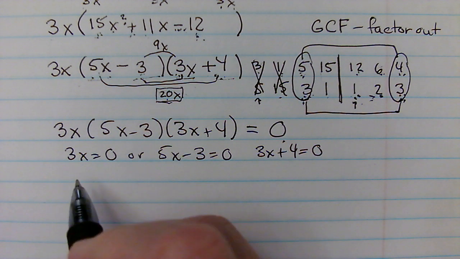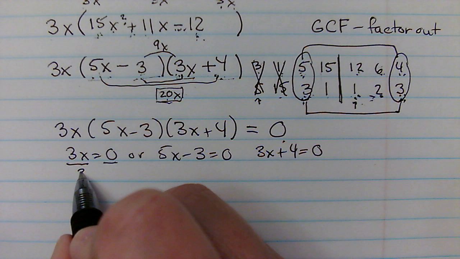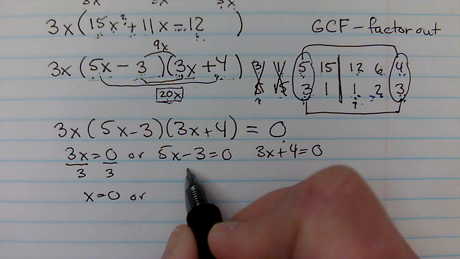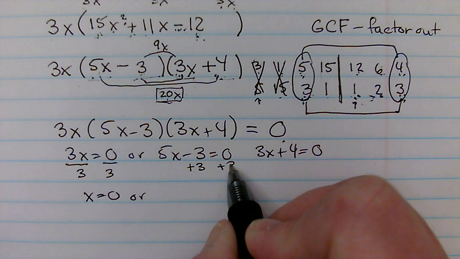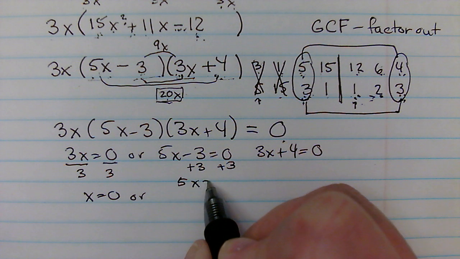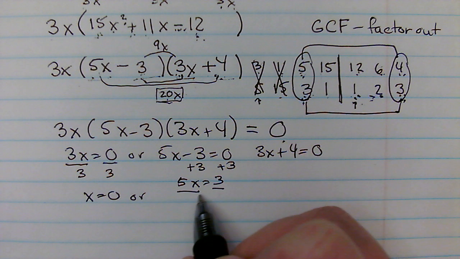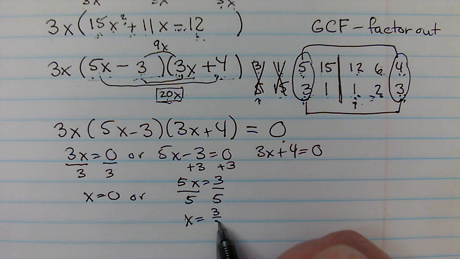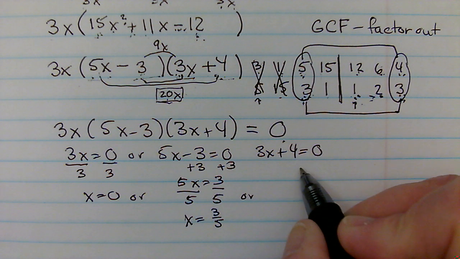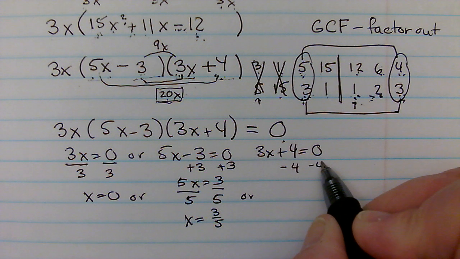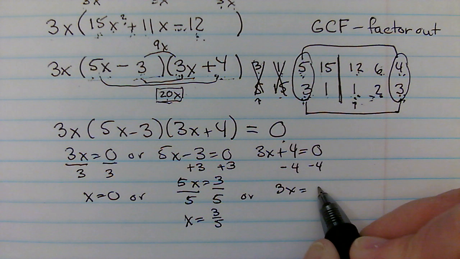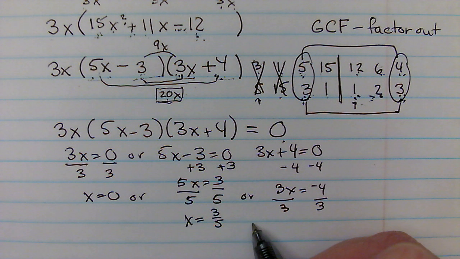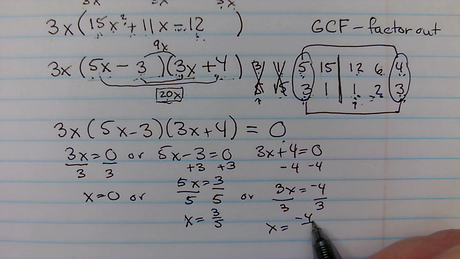x. So here you would divide by 3 to get x equals 0. Here you would add 3 to both sides to get 5x equals 3, and then you would divide by 5 to get x equals 3/5. Here you would subtract 4 from both sides to get 3x equals -4, and then you would divide by 3 to get x equals -4/3.